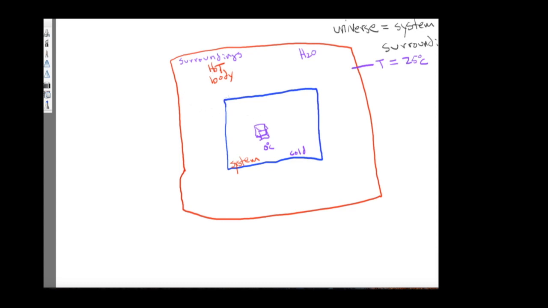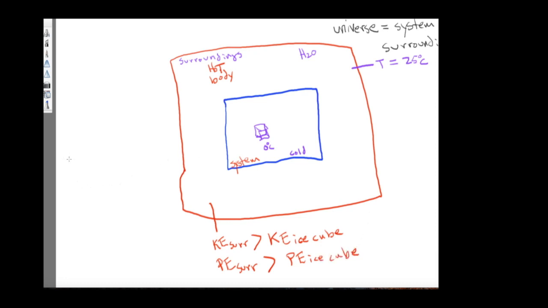And what does that mean? It means that, and I'm going to write this down here, the kinetic energy of the surroundings is greater than the kinetic energy of the ice cube. Now, if you think about kinetic energy and potential energy, if the kinetic energy of the surroundings is greater than the kinetic energy of the ice cube, then the potential energy of the surroundings is also greater than the potential energy of the ice cube.